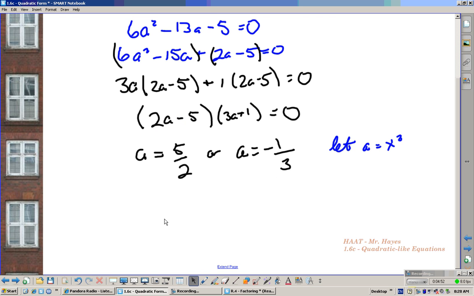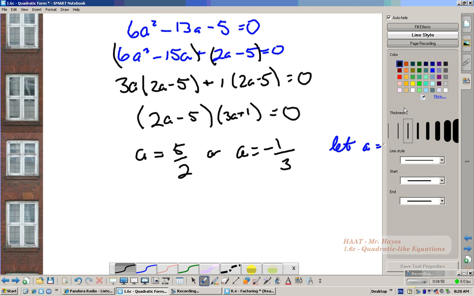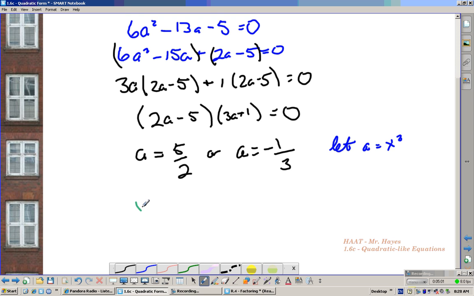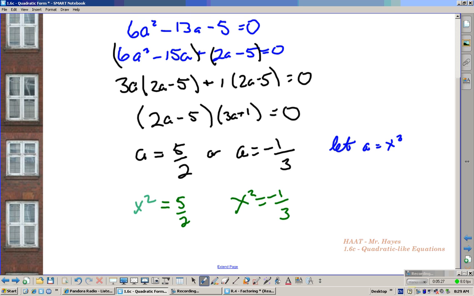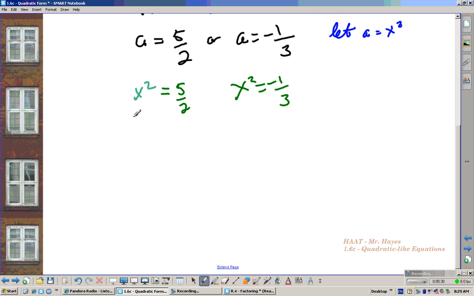Now remember, back up here, we've got this little step. So now we're going to resubstitute that back in, and this is where the fun begins. So now I'm going to get x squared equals 5/2, and x squared is equal to negative 1 over 3. Now since we have x squared here, you know you're going to get imaginary numbers at least here on the right hand side.